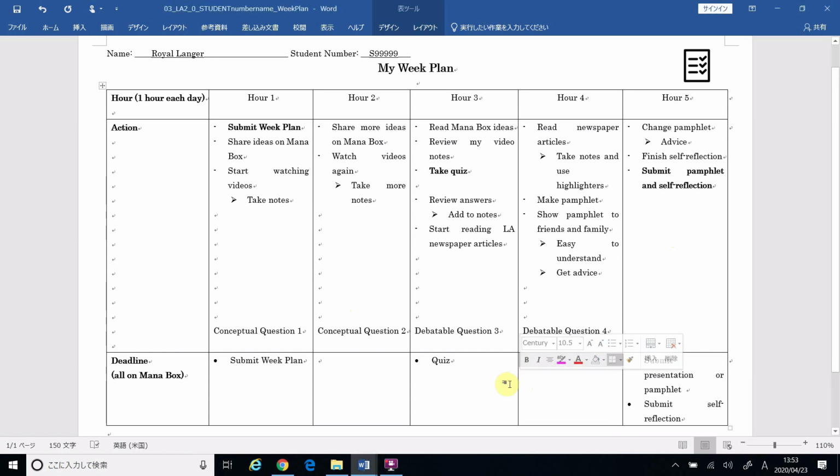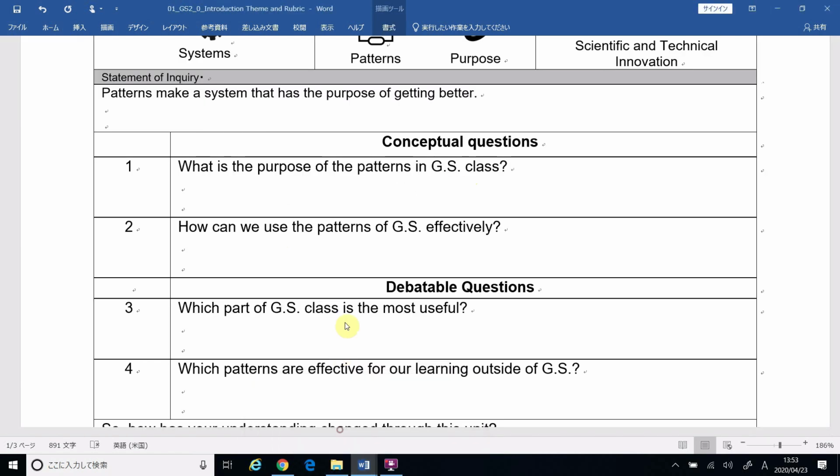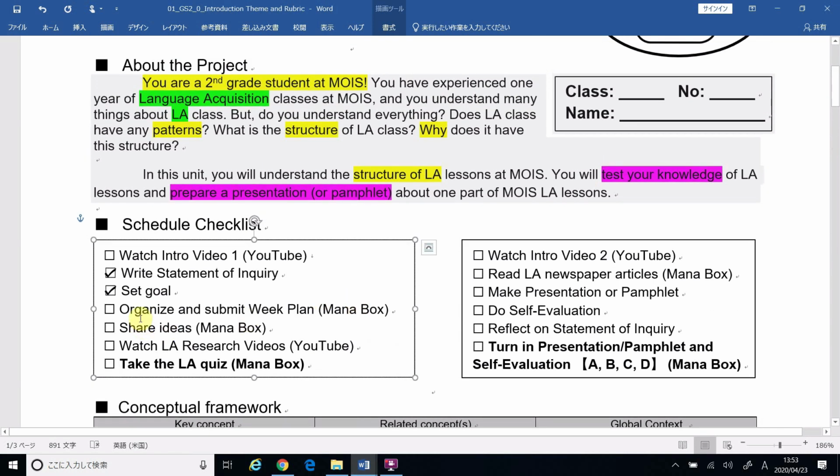Okay, everyone, I finished making my week plan. I must submit my week plan today. So first, I will do that. And remember, I must finish the quiz by hour 3. So I decided to take the quiz right here. Before I take the quiz, I must finish all of these things. For example, I must share my ideas on Monobox, and I must watch the research videos on YouTube.